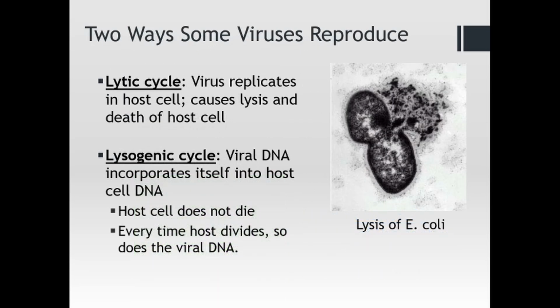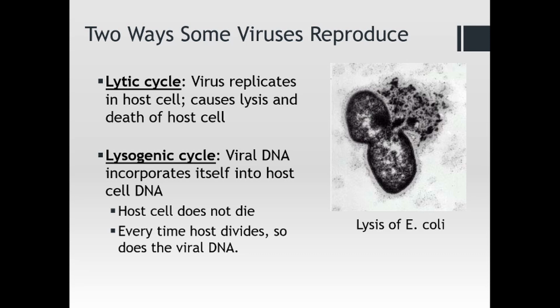So how do they reproduce? Well, there are 2 main ways, the lytic cycle and the lysogenic cycle. In the lytic cycle, the virus replicates, fills up the cell, boom goes the cell, and it bursts. The death of the host cell, and the viruses get released, and they can go out and infect other cells. In the lysogenic cycle, the viral DNA incorporates itself into the host cell DNA.